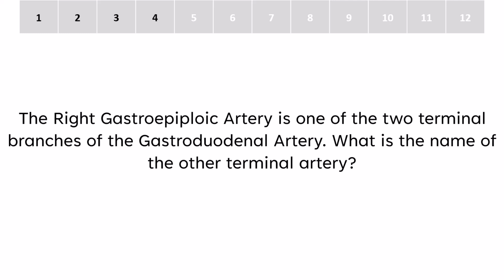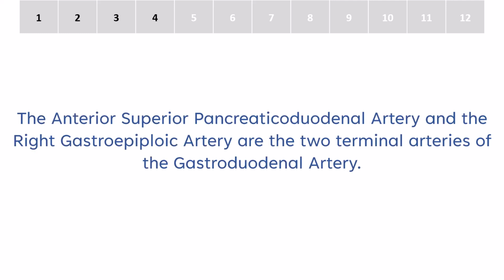What is the name of the other terminal artery? The anterior superior pancreaticoduodenal artery and the right gastroepiploic artery are the two terminal arteries of the gastroduodenal artery.